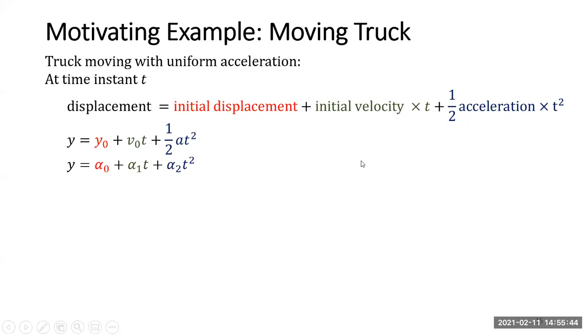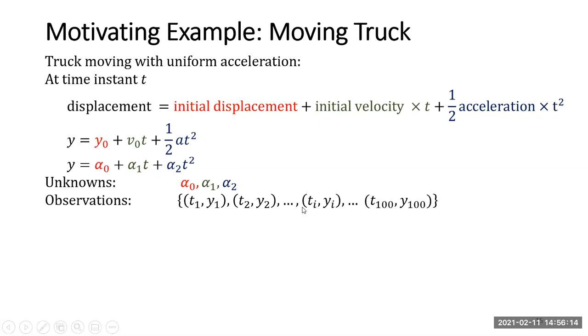Now, we can write this as y equals alpha naught plus alpha 1 t plus alpha 2 t squared. Our unknowns are, we want to find the values of this. We know t, suppose, but we don't know what the initial displacement was, initial velocity was, and what's the acceleration. These are unknowns. So we have to solve for alpha.